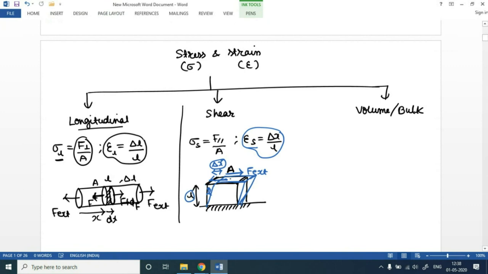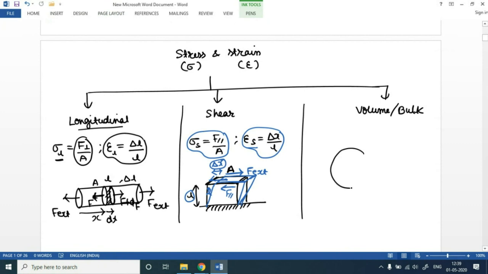And this shear strain will give rise to a restoring force over here, which would be parallel to this surface again. So that is F parallel. And this F parallel upon area would be defined as shear stress, you should realize. And the third way we can define stress or strain is as bulk stress or bulk strain.